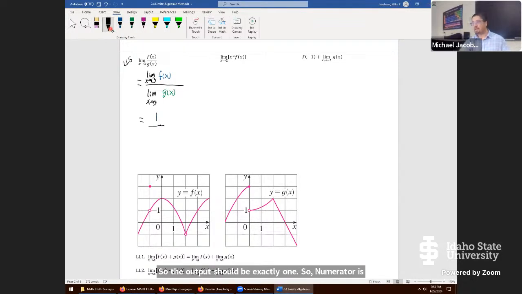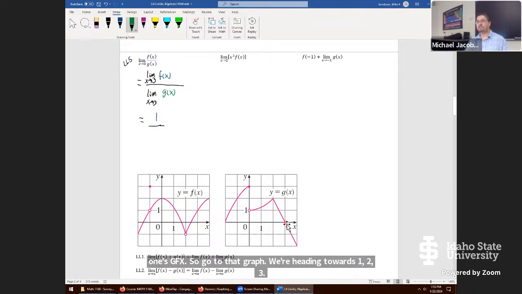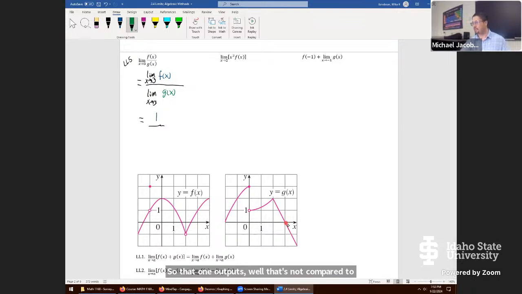Then we just play that same game again, but you have to be careful with which graph we're using. This one's g of x, so go to that graph. We're heading towards 1, 2, 3. So that one outputs, well, that's not convenient, a 0. Forgot what would happen to this one. Well, if you got that, there's a couple things you could respond. I'll leave it up to the class. Any volunteers for what to say after this?